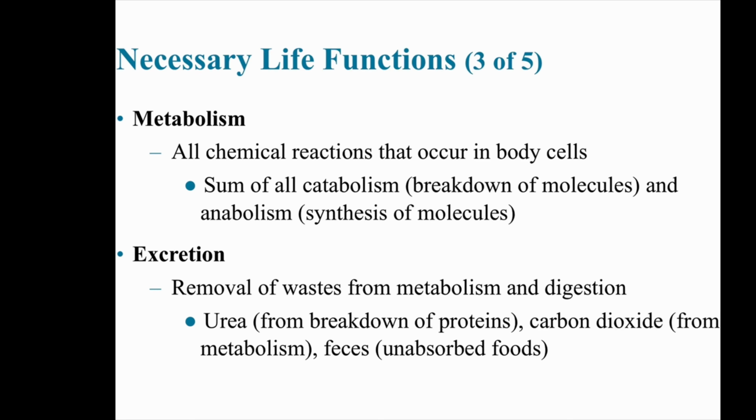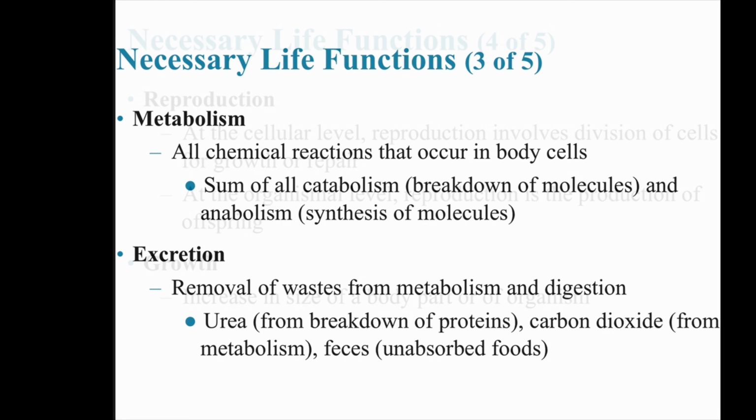Many normal metabolic operations require the absorption of certain nutrients from the environment, and these nutrients are for the maintenance of the body and as energy sources. Metabolism often generates unneeded or potentially harmful waste products that have to be removed. For example, urea is generated from the breakdown of proteins. Carbon dioxide is a byproduct of metabolism. Feces are unabsorbed foods, and these have to be removed from the body.